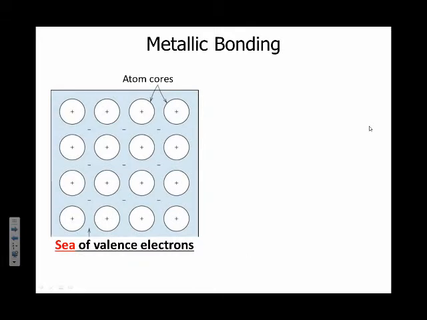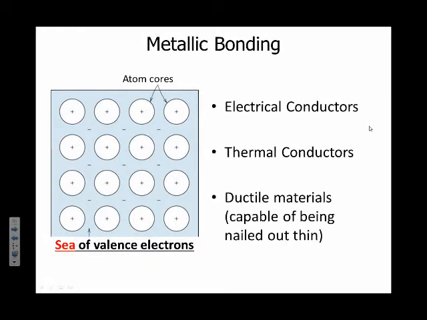Finally, there's metallic bonding, and this is when there's a sea of valence electrons, and that's what makes metals such good electrical and thermal conductors, and also things that have metallic bonding are ductile, meaning they can be pounded into a very thin piece of metal, or they can be drawn into a wire.